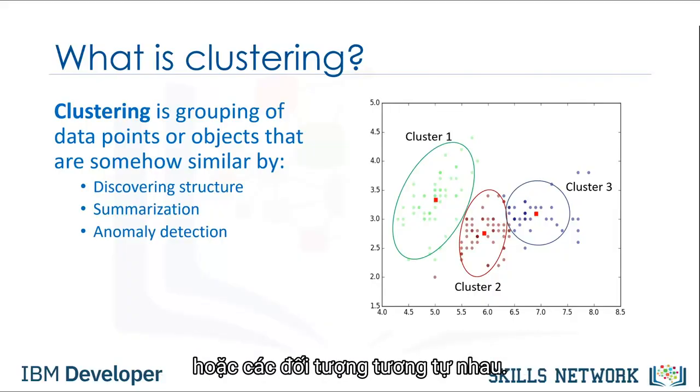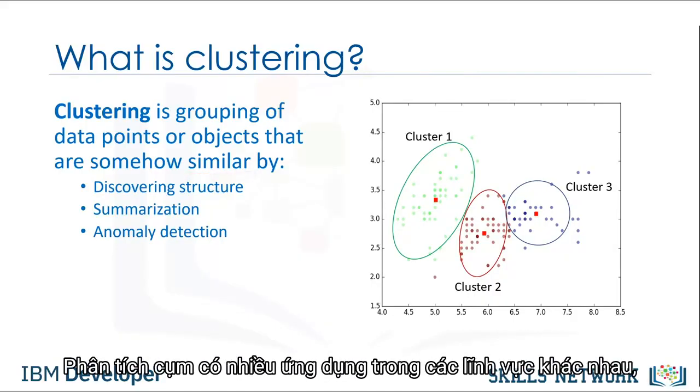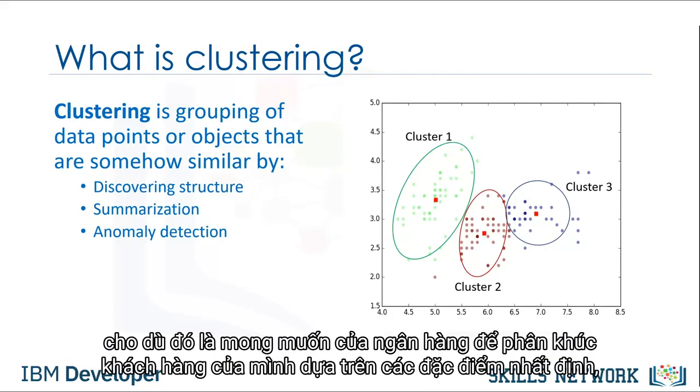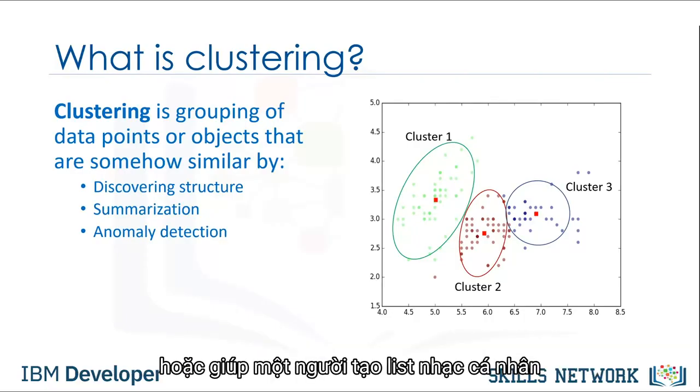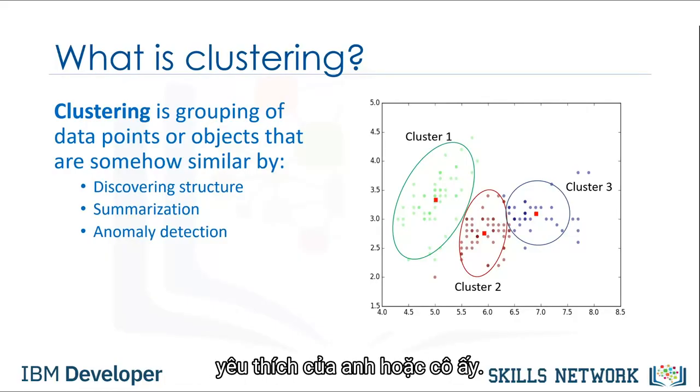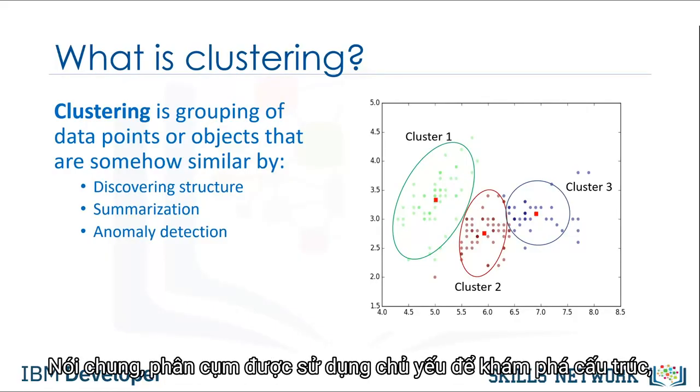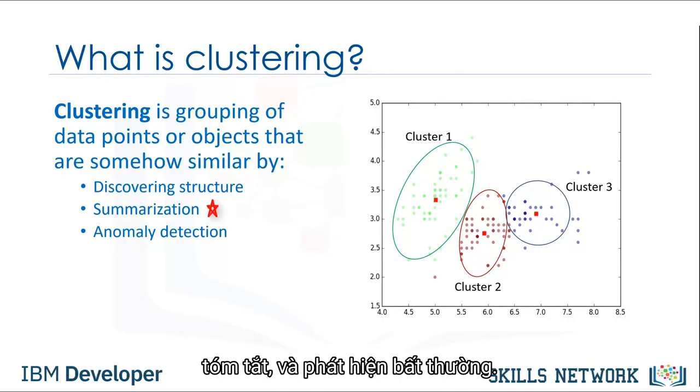And finally, clustering. Clustering is considered to be one of the most popular unsupervised machine learning techniques used for grouping data points or objects that are somehow similar. Cluster analysis has many applications in different domains, whether it be a bank's desire to segment its customers based on certain characteristics, or helping an individual to organize and group his or her favorite types of music. Generally speaking, though, clustering is used mostly for discovering structure, summarization, and anomaly detection.